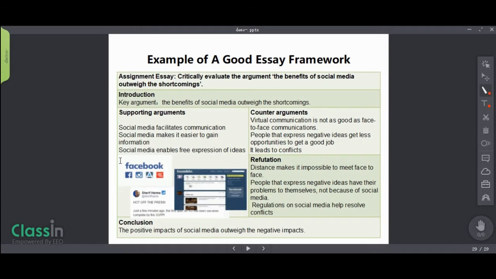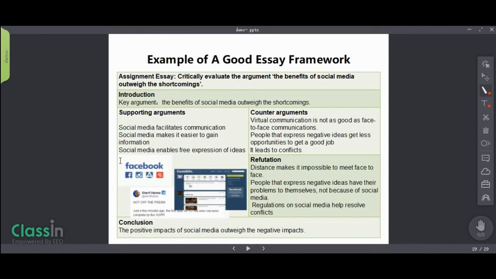Then it begins its argumentation process by firstly listing the supporting arguments, namely, what are the benefits of social media, such as it facilitates communication, it makes it easier to gain information, it enables free expression of ideas. In the next part, it proposed a few counter-arguments, namely the negative sides of social media. Such as it is not as good as face-to-face communication. It makes people lose opportunities because of what they said on social media. It leads to conflicts. These are the shortcomings of social media.